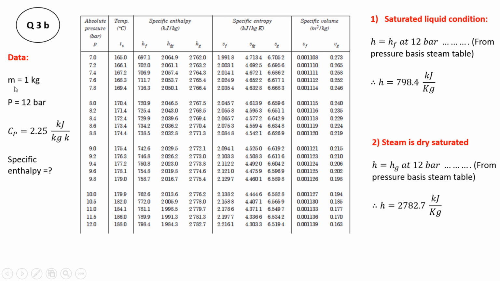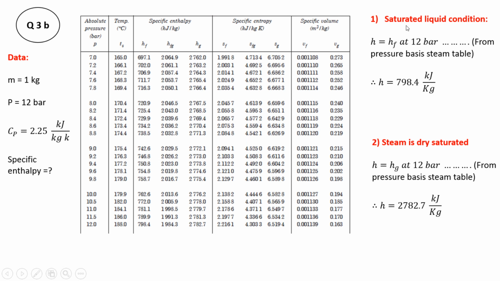So the data which is given over here is mass is 1 kg, so we have to find out the specific enthalpy. Pressure is 12 bar and Cp of superheated steam is 2.25 kilojoule per kg Kelvin, and we have to find out the specific enthalpy for the various cases.